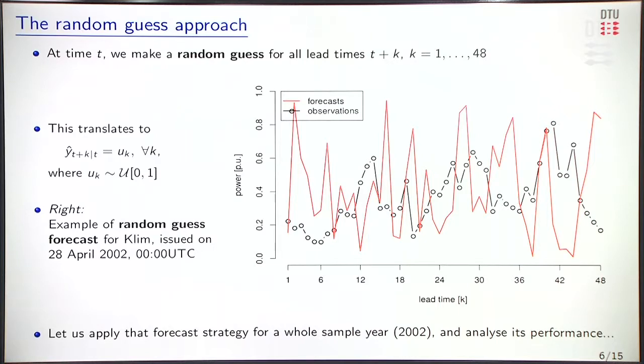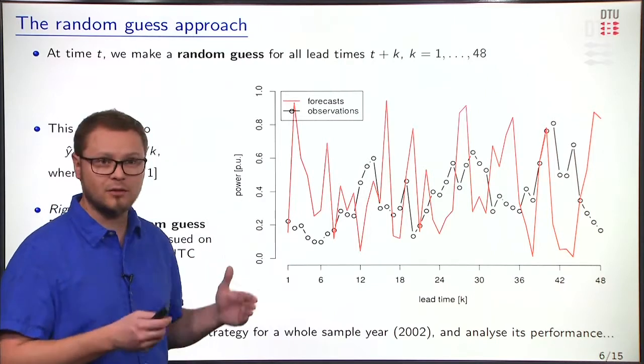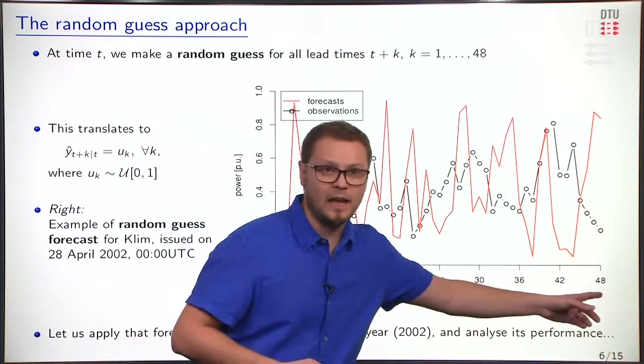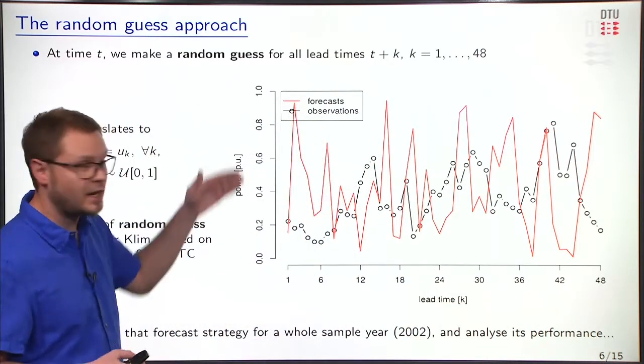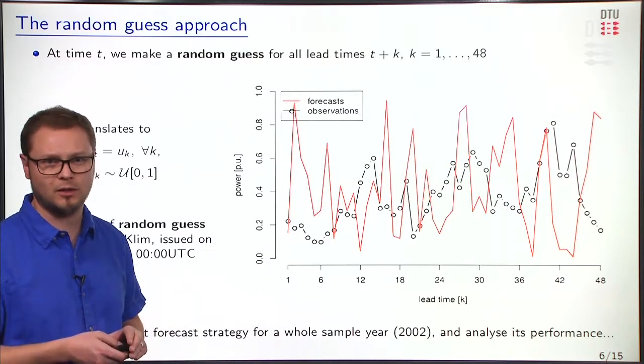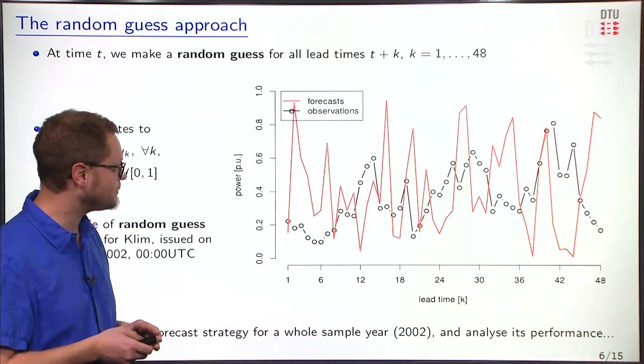Let's look at an example of a random guess forecast for Klim issued on the 28th of April 2002 at midnight. This example is here, so it's a forecast given at time t for lead times between 1 and 48, and power here on the y-axis is normalized power, so between 0 and 1. You may see 1 as the nominal capacity of the wind farm.